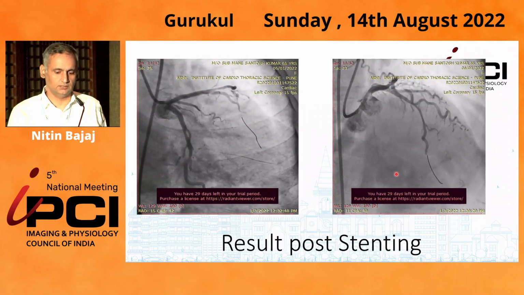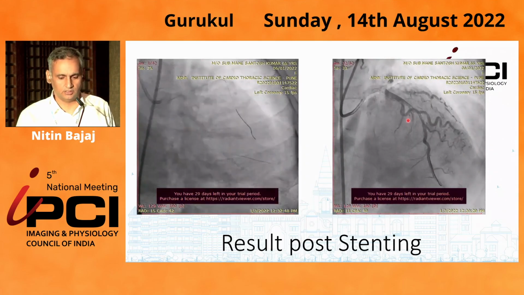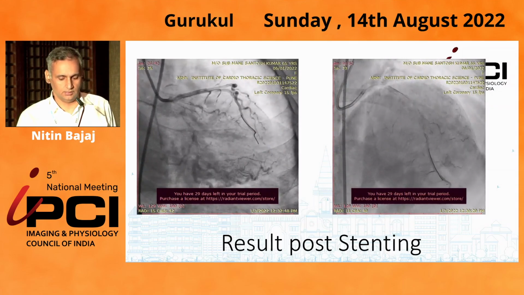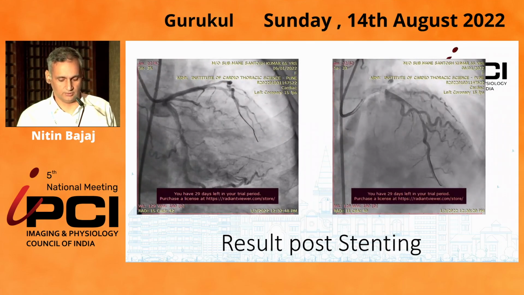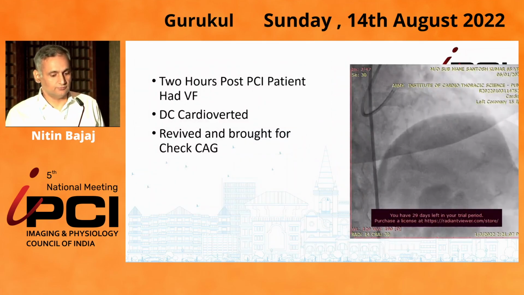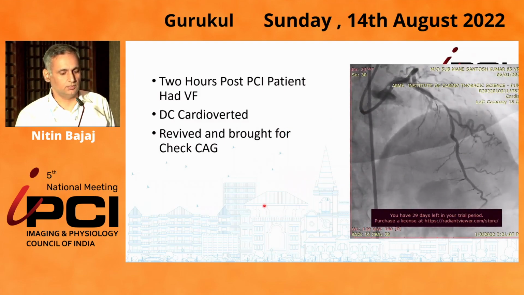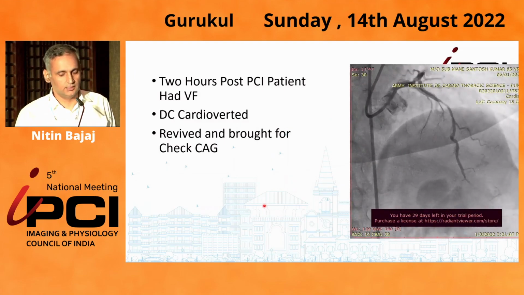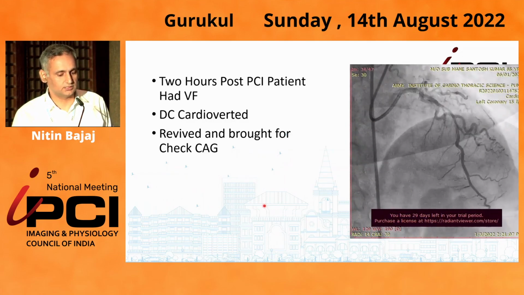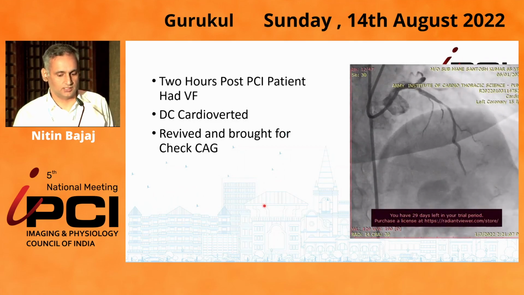So the patient was fine, and I left the patient like that and did not address the mid LAD lesion, because on the diagnostic angiogram it had not appeared initially very significant to me. So the patient was shifted back to the ward. Unfortunately, 2 hours after the patient went to the CCU, had an episode of VF. Luckily for us, a good response by the team at the CCU, immediate DC cardioversion, wheeled back to the cath lab for a check angio.